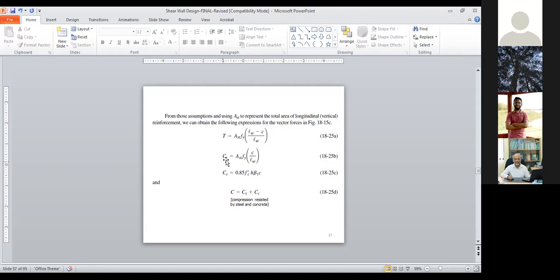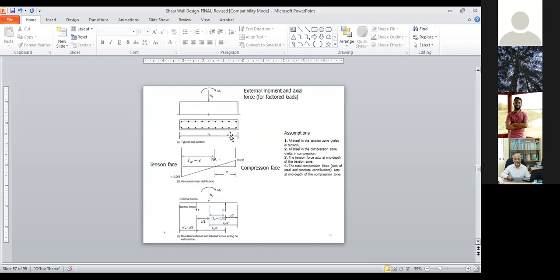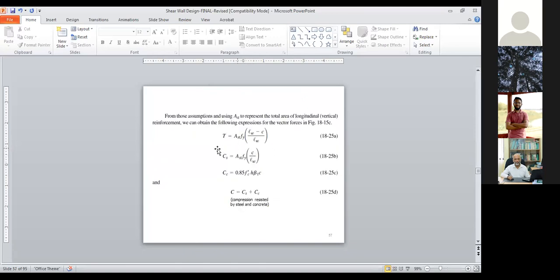And the total amount of compression in steel is similarly Ast times Fy, divided by Lw, so you get the force per unit length, then you multiply it by c. c is the length of the compression block, then you get the force coming from the steel of the compression block.